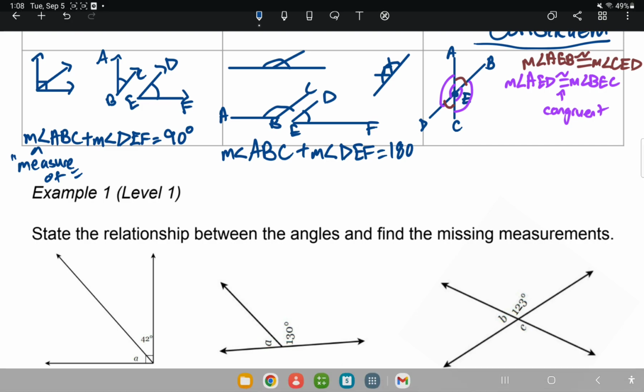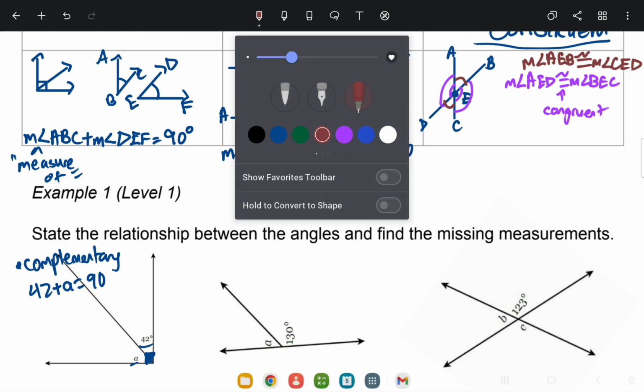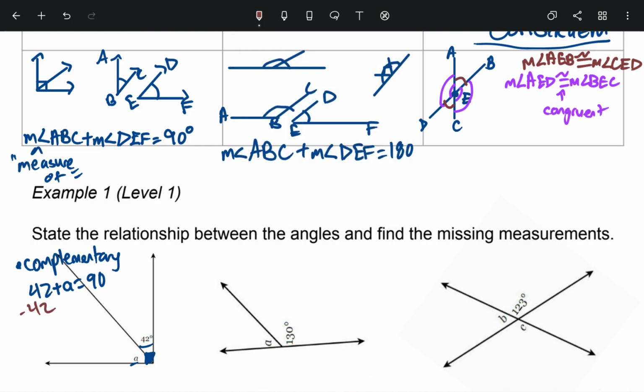So this first one here, we have an angle of 42 degrees and an unknown angle, and they are complementary because they form a right angle as denoted by this square. So these are complementary, which means if we add them together, we should get 90 degrees. So 42 plus A equals 90. Now let's subtract the 42 from both sides, and we get A equals 48 degrees. And we are done with that one.